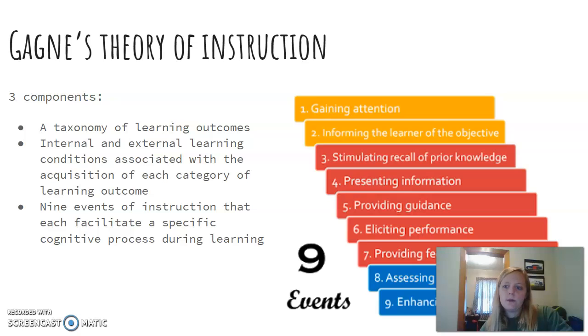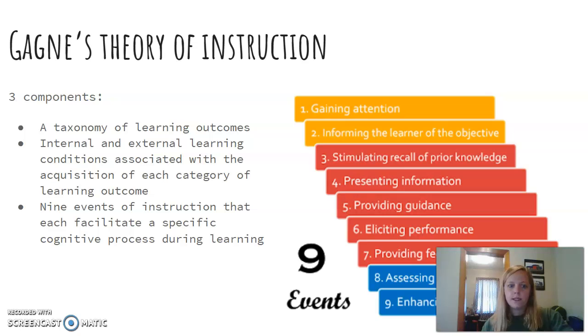Then finally, the biggest one we looked at was Gagne's theory of instruction. This one had three different components. It starts with the taxonomy of learning outcomes, so it's really looking at what the students need to know. And then we look at the internal and external learning conditions that may play a role in the learning outcome. And then we have the 9 different events of instruction that facilitate that learning.